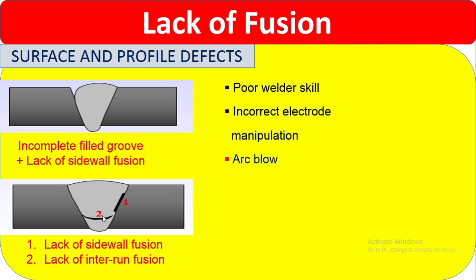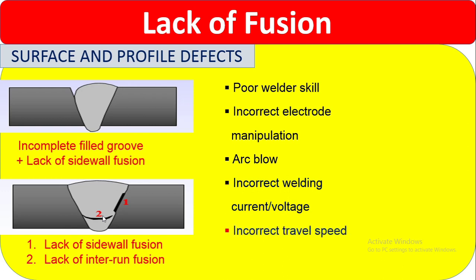Third is arc blow. Then incorrect welding current and settings, current and voltage. If current and voltage are incorrect, definitely lack of fusion will be there. This is very important in welding. Current and voltage are very important, because if they are wrong, then defects will be there.